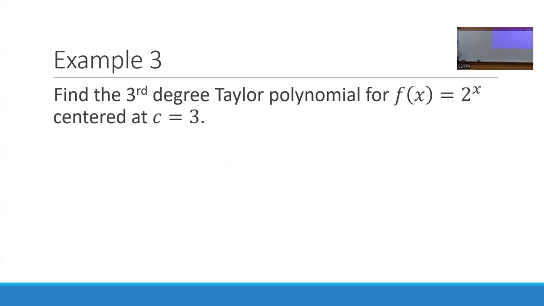So let's do an example. We're going to find the third degree Taylor polynomial for f of x equals 2 to the x power centered at 3.